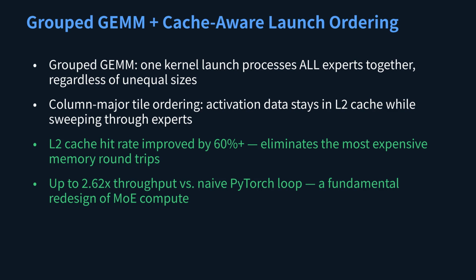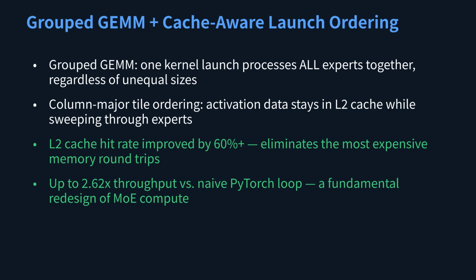Normally, you'd compute output tiles row by row. DeepGEMM instead computes them column by column. This means the activation data for a set of input tokens stays resident in the L2 cache as you work through multiple experts. This cache-aware launch ordering improves L2 cache hit rates by over 60% and delivers up to 2.62 times the throughput of a naive PyTorch loop implementation.